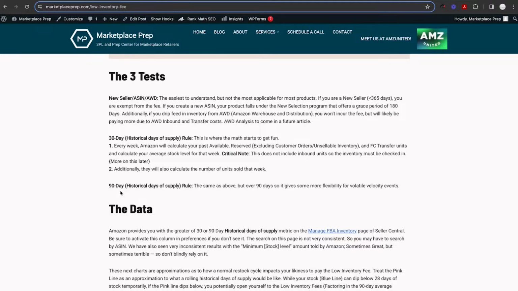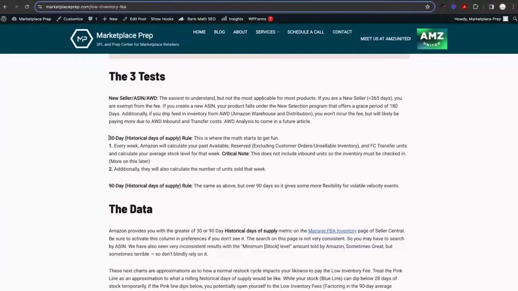The 90-day rule is the same exact thing as the 30-day rule. It just stretches over 90 days. And what Amazon's really looking for is whether both or one of these rules are above 28 days. And they want it to stay that way because what they're trying to do is mitigate that rapid transfer cost across the United States, and it lowers their cost and unfortunately is going to raise your cost of holding that much inventory.